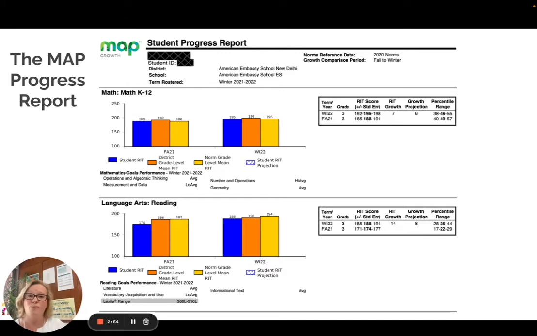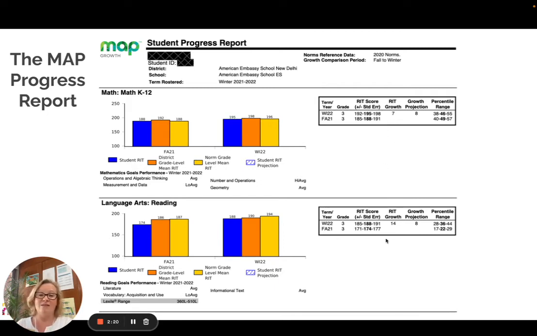So this is a sample report on what you're going to be receiving. What I want to focus on is this black box over here, and it shows you how to read this information. If you look over here at the bottom of it, it will say fall of 21. This student in 3rd grade had a 188 RIT score. This is useful to us because we can say a student in grade 3 who had a 188 typically will grow by 8 RIT points by the time winter testing comes around. In this case, the child grew by 7 RIT points.